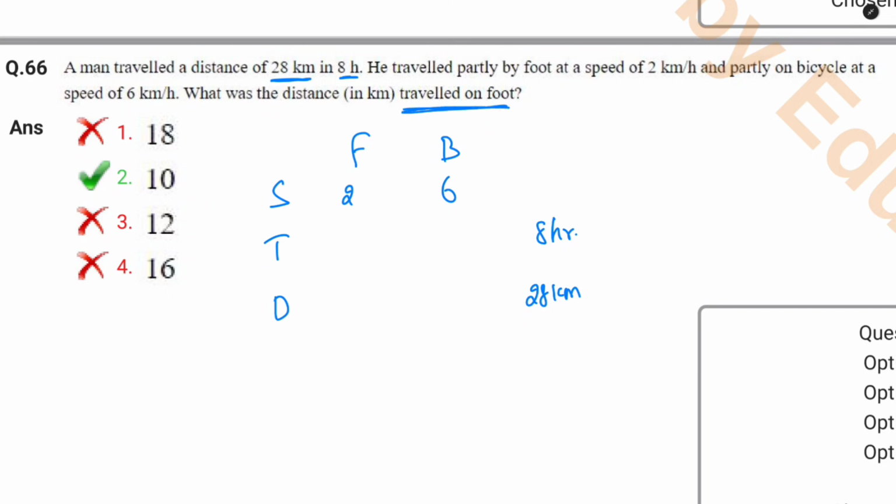Now we will check with the options. What was the distance traveled on foot? Suppose it is 18 km. So foot will be 18 km means 18 divided by 2. It will take 9 hours only on foot.